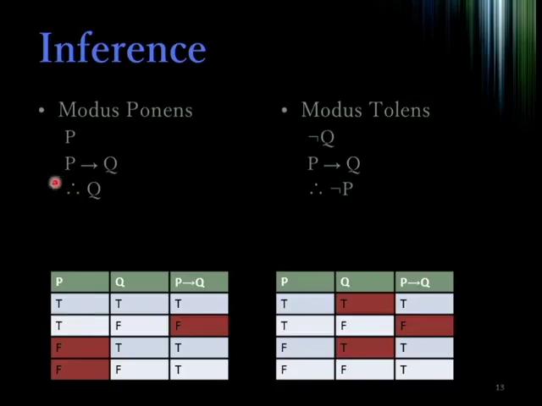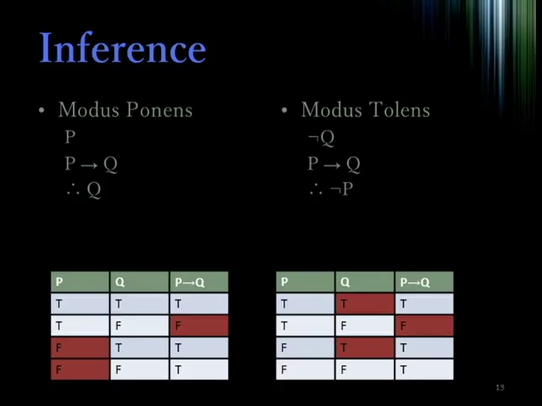We will do the same thing on the right side of the screen using modus tollens. Let us start with not Q, and P implies Q. Since not Q is true, Q must be false, and since P implies Q, that must be true. Therefore, the only remaining row that is possible is where P is false. There are other named inferences which have all fancy Latin names, but none of them are nearly as important as these two, and these two aren't even that important to begin with.